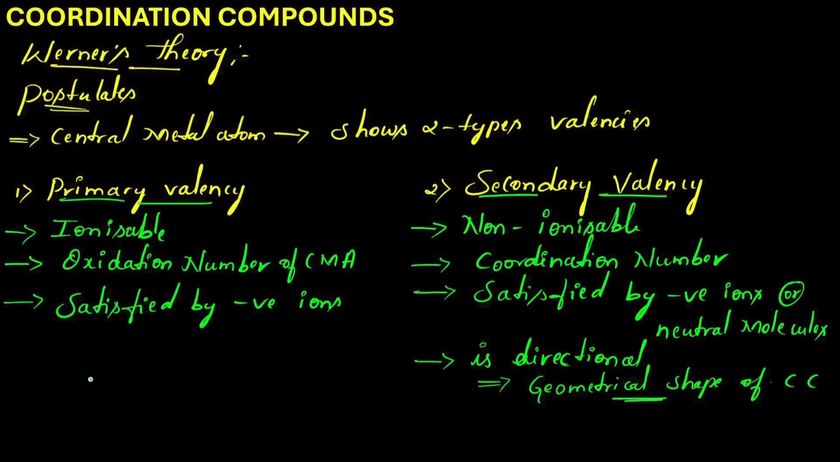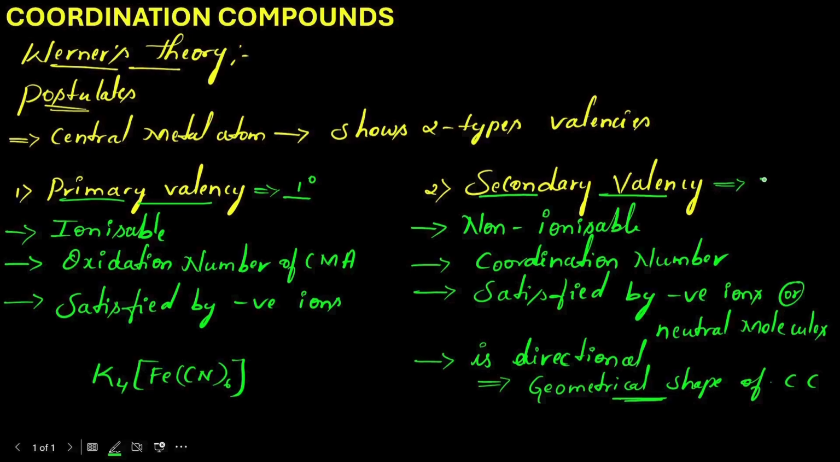Now we will take an example, that is K4[Fe(CN)6]. This is the coordination compound. Here the primary valency and the secondary valency can also be written like this. In this coordination compound, we know that primary valency is ionizable, which is also called the oxidation number of the central metal atom, and it is satisfied by negative ions.